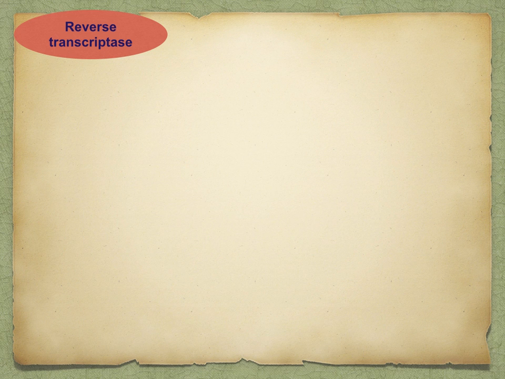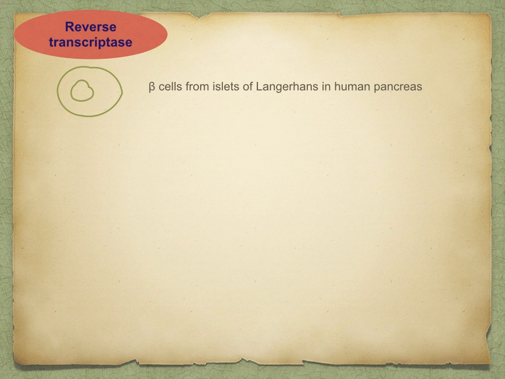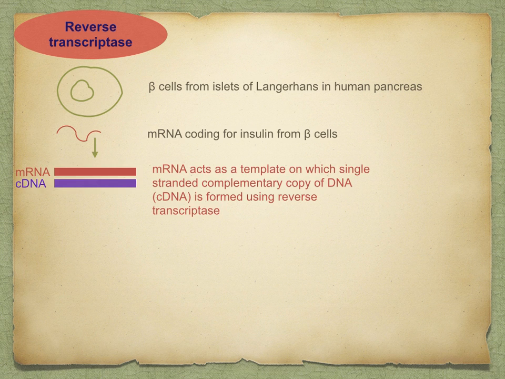So scientists can use this process of reverse transcriptase to isolate a gene, for example, the gene for human insulin. So what happens is the beta cell of the islet of Langerhans in the pancreas is selected, and the mRNA that codes for insulin is extracted. Reverse transcriptase is then used to make DNA from RNA. This DNA is known as cDNA because its nucleotides are complementary to the mRNA.